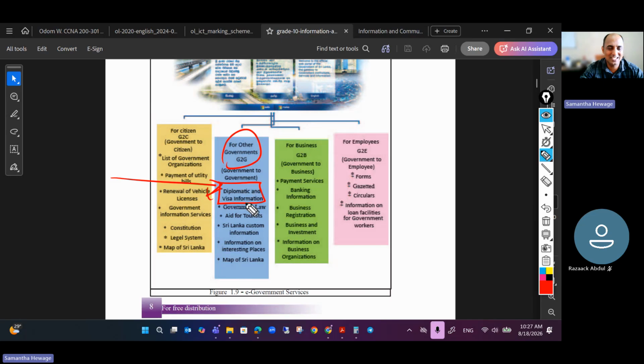So those services should be provided government to government, not only India. It could be Pakistan, it could be the USA, UK. Each government to government organization, there is a government to government relationship. So that's what their services are. Okay. Now, government to business.